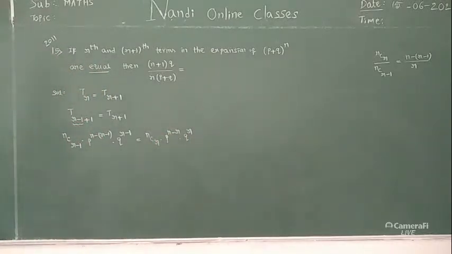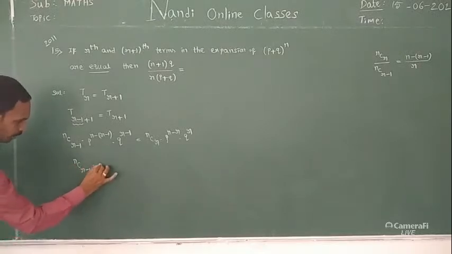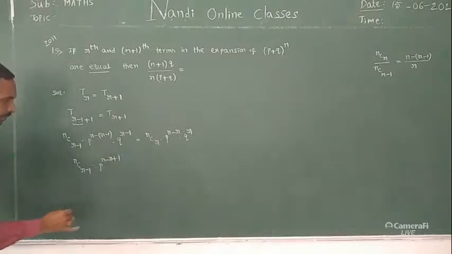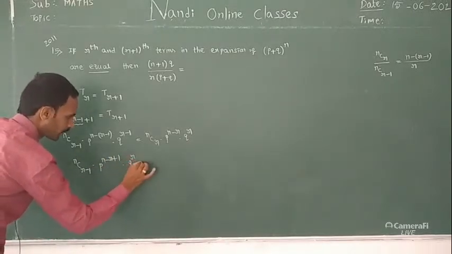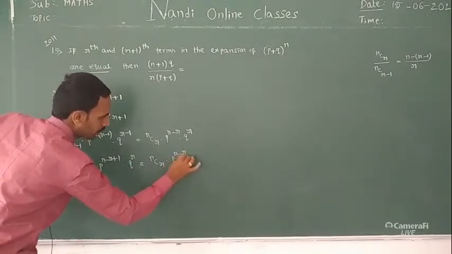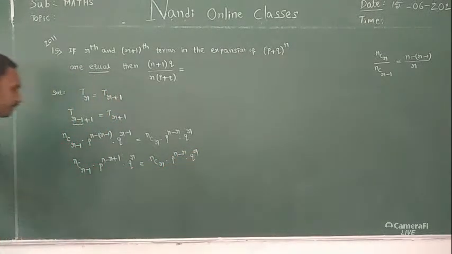Okay. So nC r minus 1 into p power n minus r plus 1 into q power r minus 1 is equal to nCr into p power n minus r into q power r.